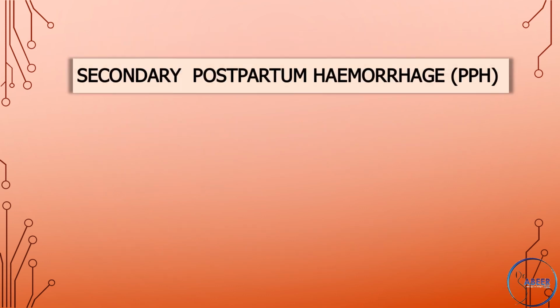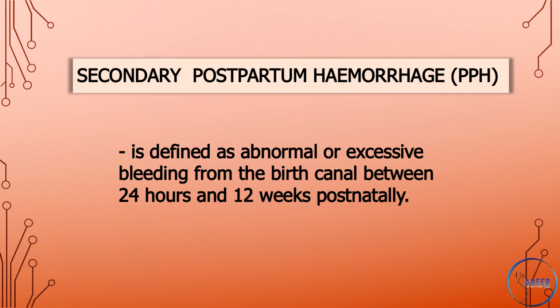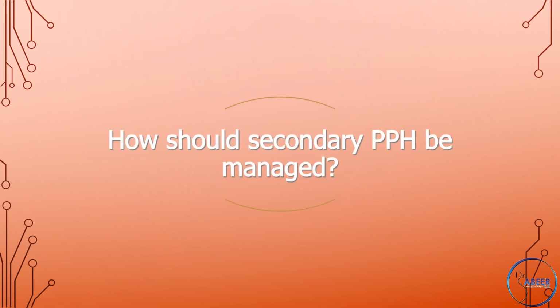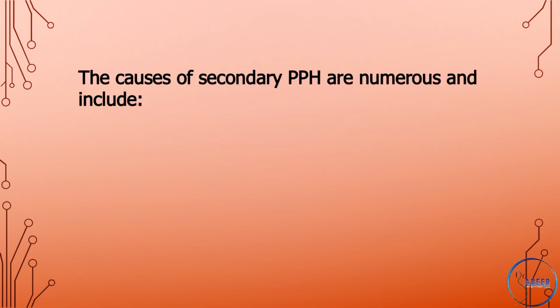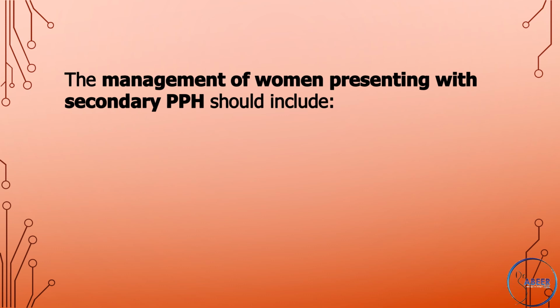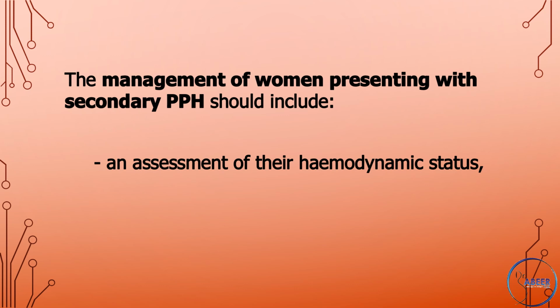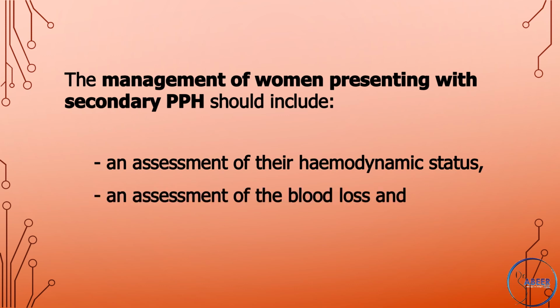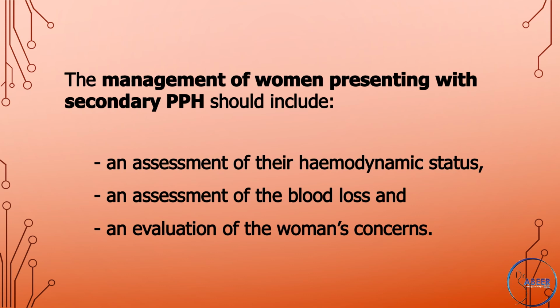Secondary postpartum hemorrhage is defined as abnormal or excessive bleeding from the birth canal between 24 hours and 12 weeks postnatally. How should secondary postpartum hemorrhage be managed? The causes of secondary postpartum hemorrhage are numerous and include endometritis, retained products of conception, and subinvolution of the placental implantation site. The management of women presenting with secondary PPH should include an assessment of their hemodynamic status, an assessment of the blood loss, and an evaluation of the woman's concerns.